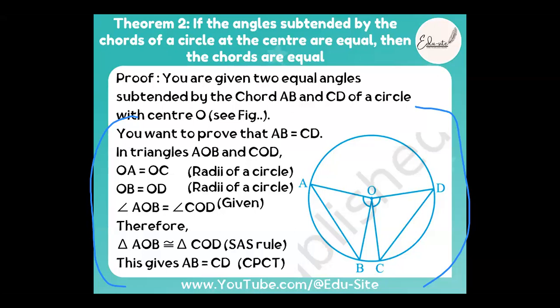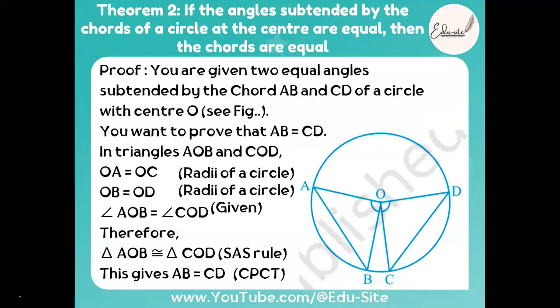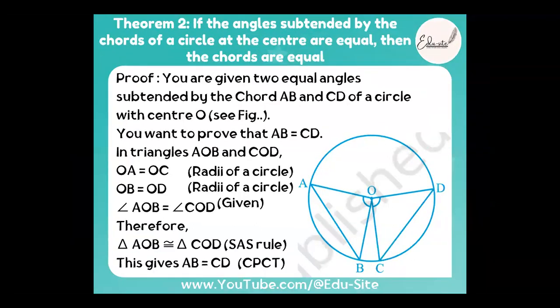Okay, I'm done. Was it easy? Theorems 1 and 2 were quite easy, right? We just had to prove two things: one is that the angles are equal, and one is that the sides are equal. The chords are equal, or the angles subtended at the center of the circle by these chords are equal. In theorem 1 you had to prove the angles. In theorem 2 you had to prove the sides. That's all.